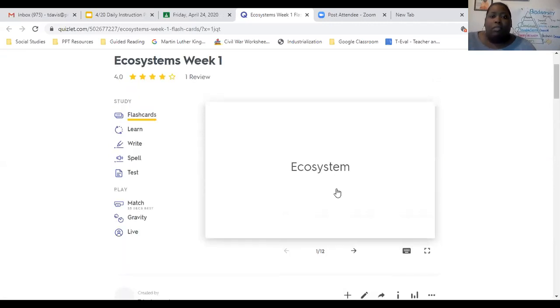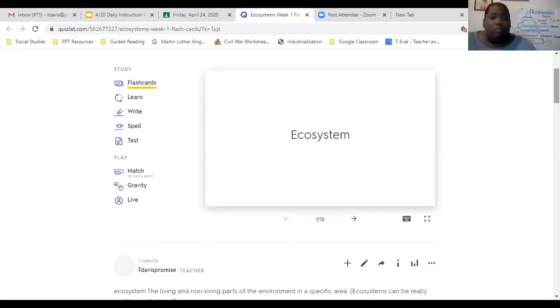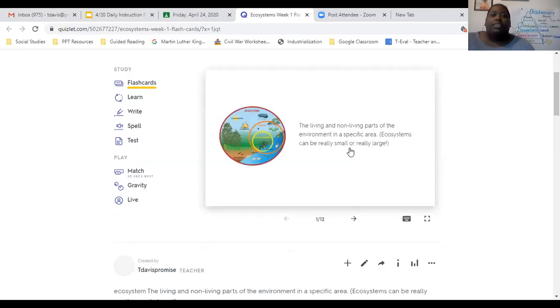All right, so let's go through our fab vocab, and then we'll do the match. Remember, I want you to go through the fab vocab 2 times, and then I want you to play the match game at least 2 times. You may be able to beat my score, but you can always try. Let's go. Ecosystem. An ecosystem is the living and non-living parts of the environment in a specific area. Ecosystems can be really small or really large.